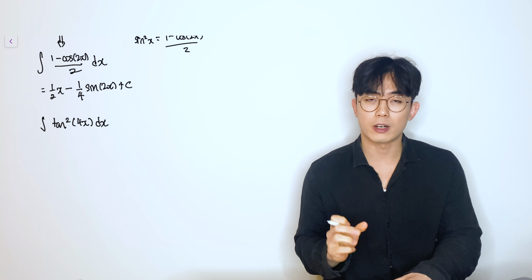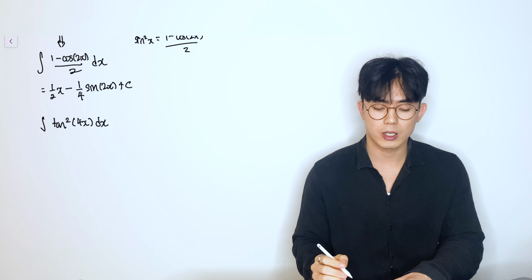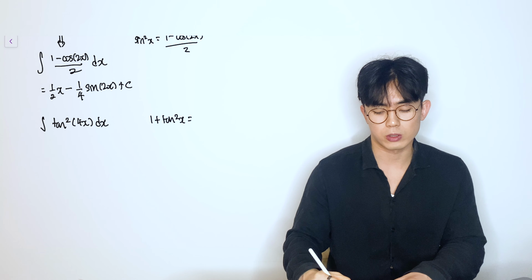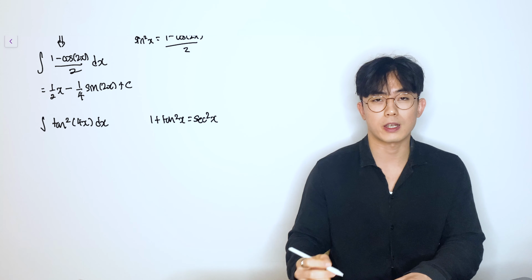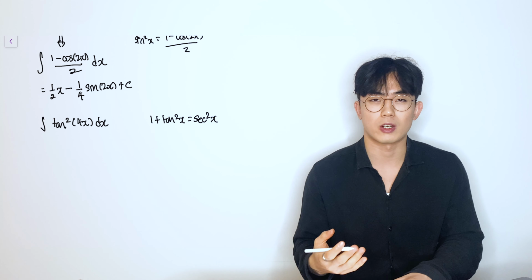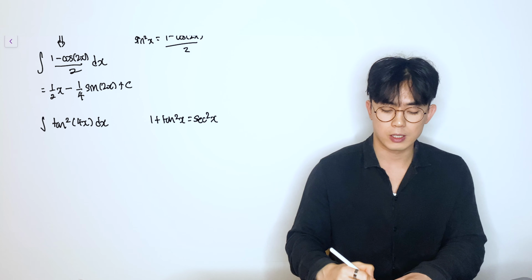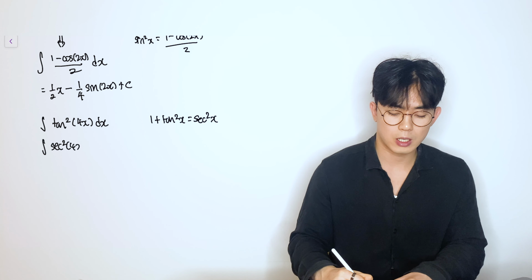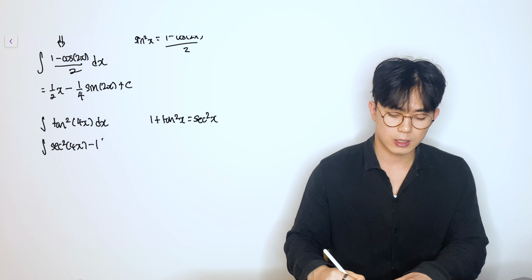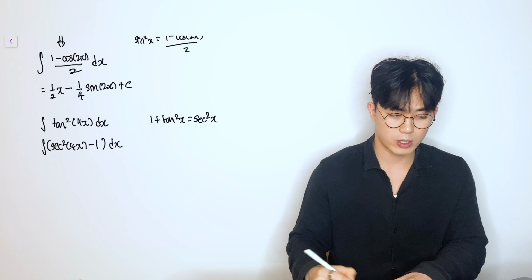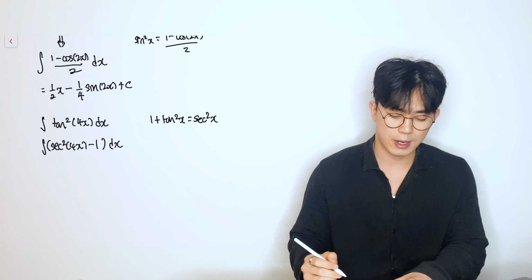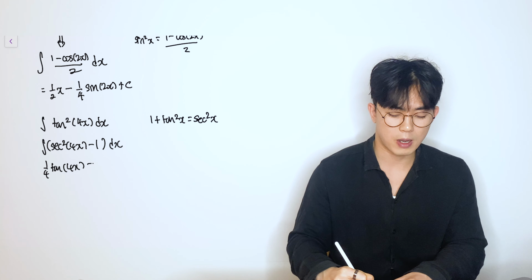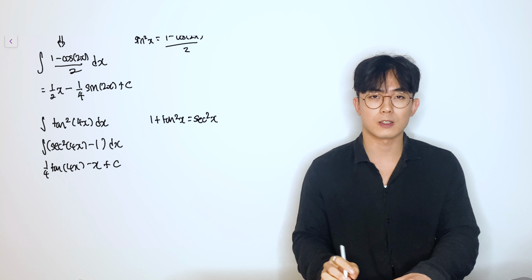Once again, I can't integrate this directly, but I need to think of an identity. Luckily, I know that 1 plus tan squared x is equal to sec squared x, and we know how to integrate sec squared x from video number 1. So I can now replace this with the integral of sec squared 4x minus 1 dx. Integrating sec squared gives tan, so this will be 1 over 4 tan 4x minus x plus c.